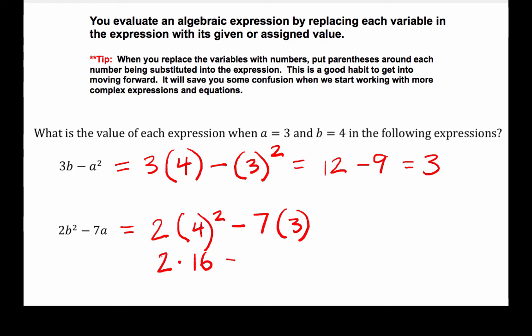That's incorrect. Minus 7 times 3, we could go ahead and calculate that because we don't have any powers over here or anything. So that's 21. 2 times 16 is 32, minus 21. 32 minus 21 is 11. So this expression has a value of 11 when a is 3 and when b is 4. If a was a different number and b was a different number, we would surely get a different value for this expression when we evaluate it.